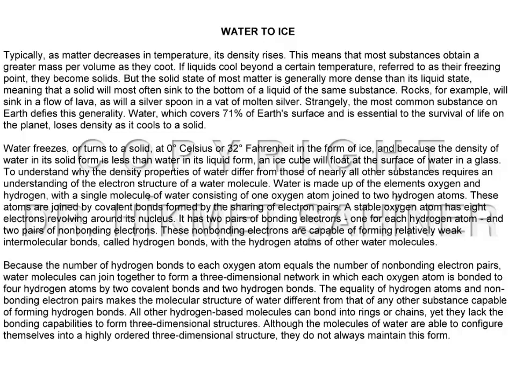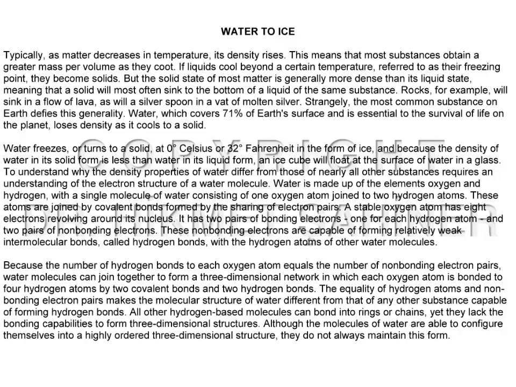Water is made up of the elements oxygen and hydrogen, with a single molecule of water consisting of one oxygen atom joined to two hydrogen atoms. These atoms are joined by covalent bonds formed by the sharing of electron pairs. A stable oxygen atom has 8 electrons revolving around its nucleus. It has 2 pairs of bonding electrons, one for each hydrogen atom, and 2 pairs of non-bonding electrons.